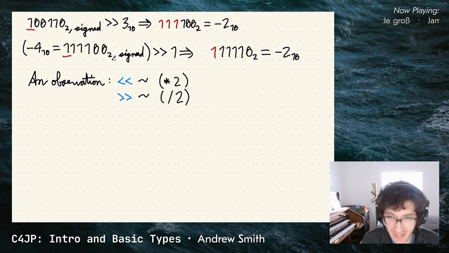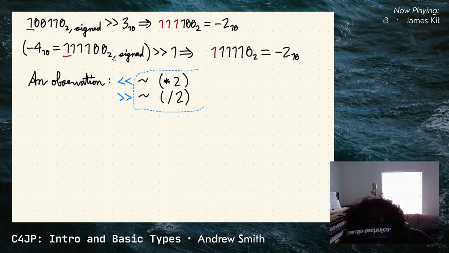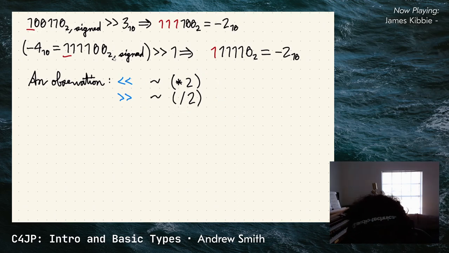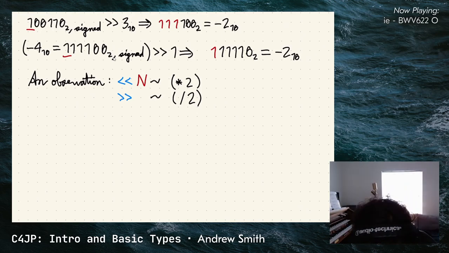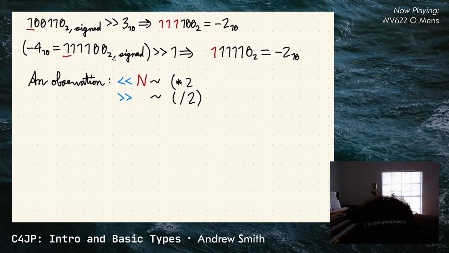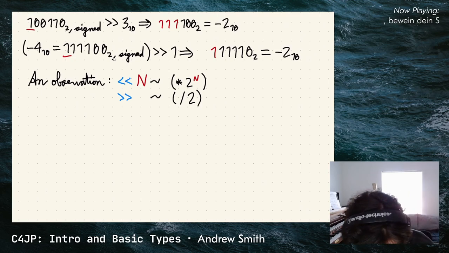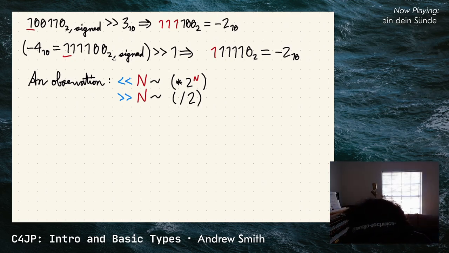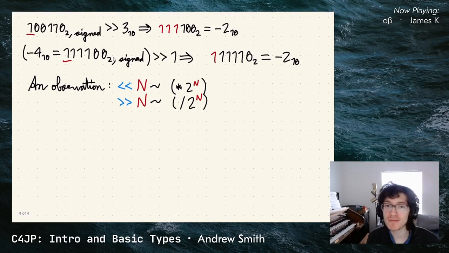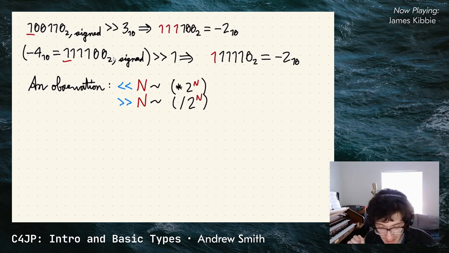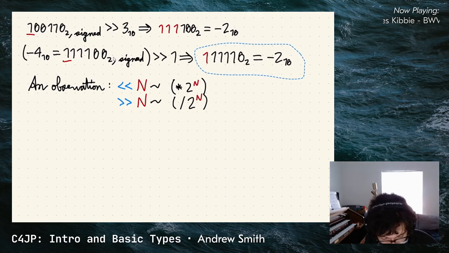More specifically, if we left shift by a value of n, so if we left shift n bits, then we are multiplying our value by 2 to the n. We left shifted one bit, we multiplied our value by 2, or 2 to the first. And a right shift by n is division by 2 to the n. The reason that this whole thing works is because of this 2's complement sign extension. If we didn't have it, then this entire thing would break down.